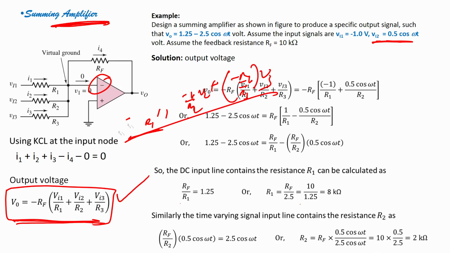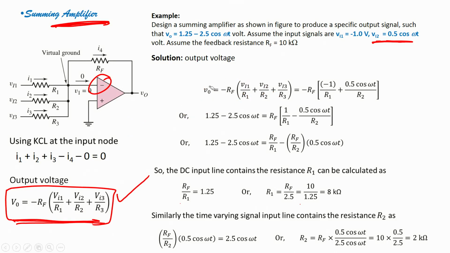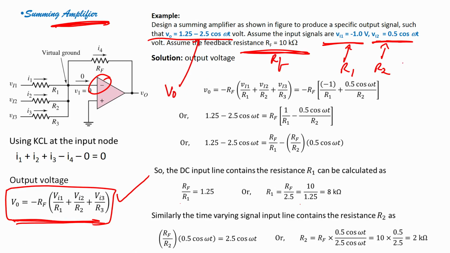Once I know this equation, if I am given a problem, which is shown here, for the given output voltage, if you have two input signals and you have feedback resistors, then we can solve for the values of R1 and R2, because there are only two voltages V1 and V2. So, we have to find R1 and R2. We are given the value of Rf, the value of VO, and the values of V1 and V2. Everything is given.